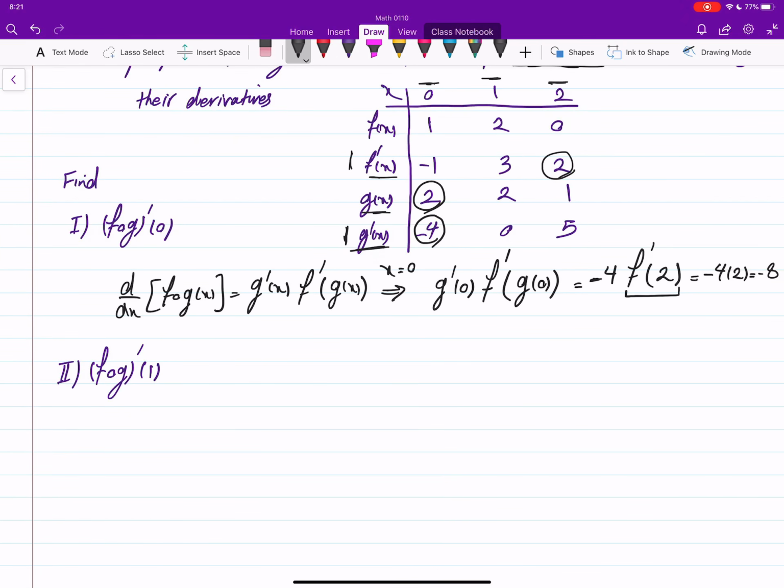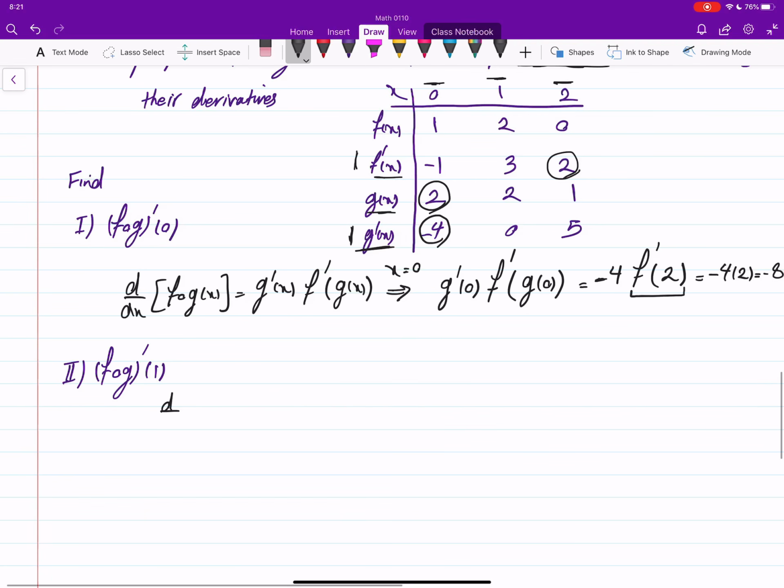Okay, how about this one? Well, I need to first find the derivative of f∘g at x, and then set x equal to 0. So this is chain rule. Oh, you see, I just made a mistake that I was trying to warn about. Don't make that mistake. Derivative of the outer one evaluated at the inner one, that's what you multiply by the derivative of the inner one.